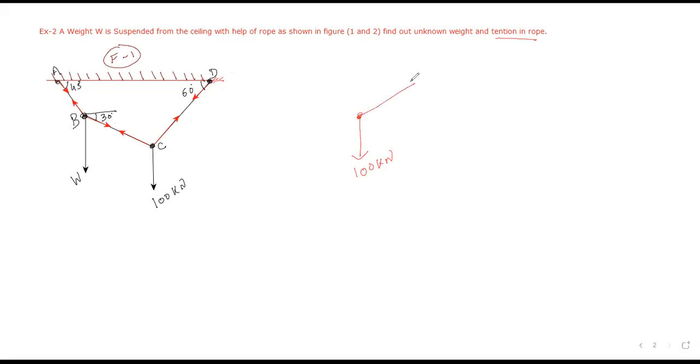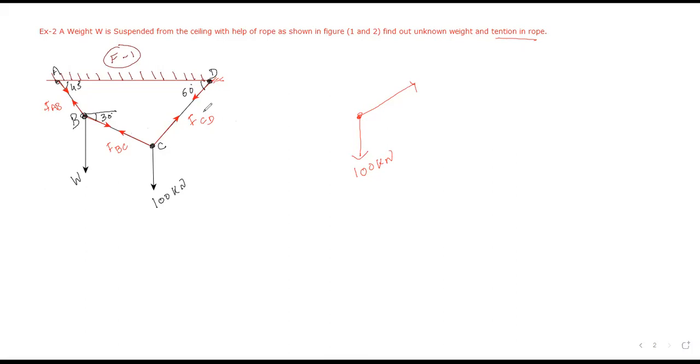An inclined load also acts. Can I say this is your FCD? This is your FCD, this is your FBC, and this is your FAB. Why? Because this is your AB rope, and the force in the AB rope is represented by FAB. This is your BC rope. I have represented the force in the BC rope as FBC. And this is your CD rope, and I have represented the load in the CD rope as FCD.